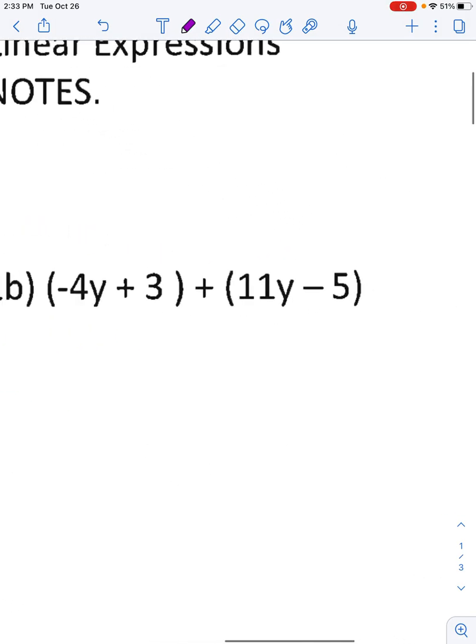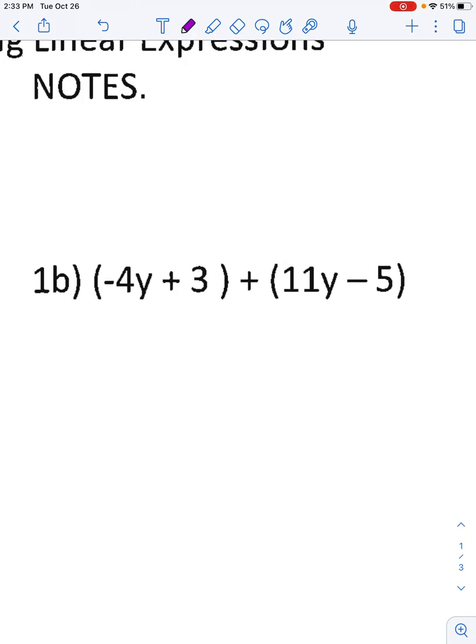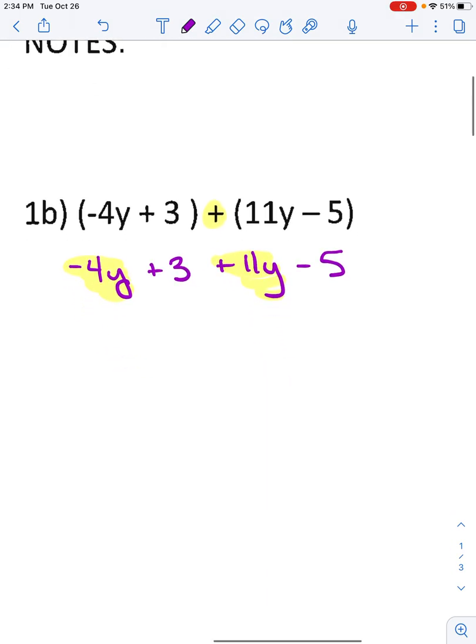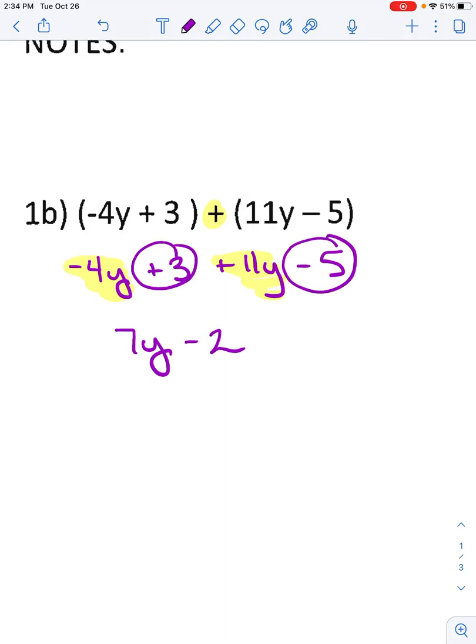On 1B, again, there's nothing to distribute, and we are adding, so everything can come straight out of parentheses. I have a negative 4y plus 3 plus 11y minus 5, and then I can begin to combine like terms. I have a negative 4y plus 11y, different signs, find the difference, there's more positive, so I have a positive 7y. And then 3 minus 5 would be a negative 2.